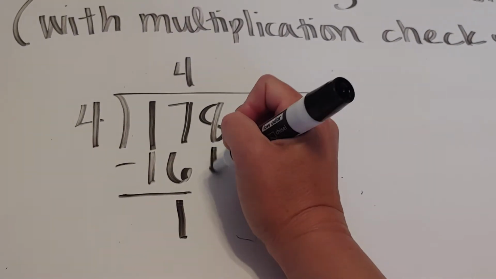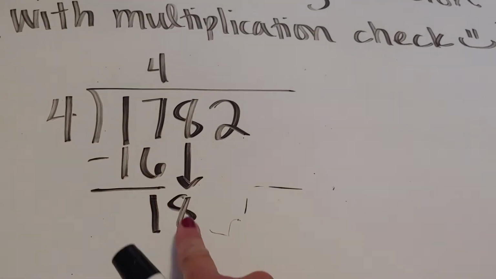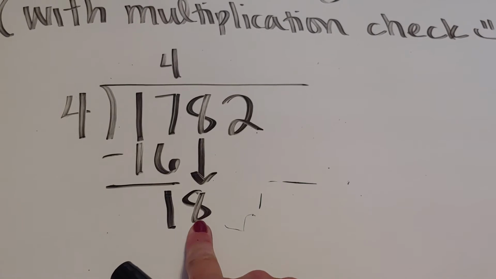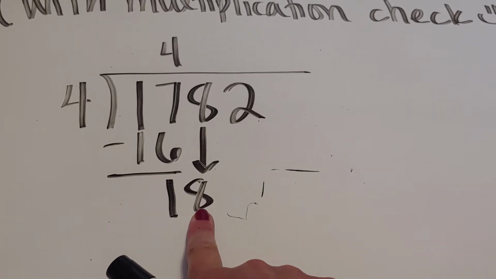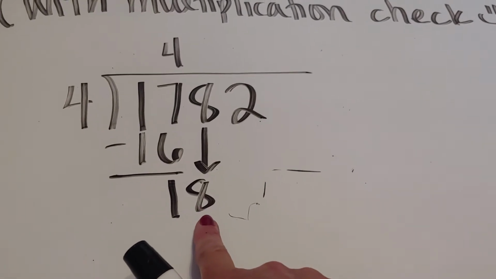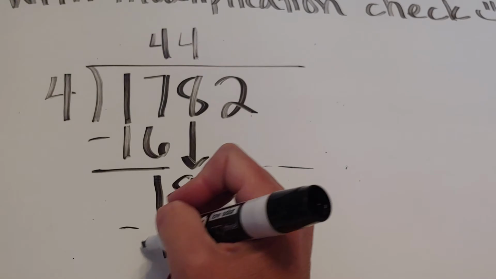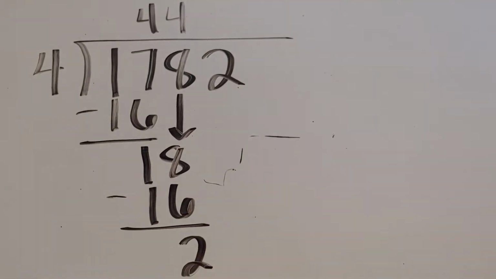I'm now going to bring down the 8. So now I'm going to ask myself, 4 goes into 18 how many times without going over? Let's see, 4 times 4 is 16. 4 times 5 is 20. So it's 4 again, and I have this 2.